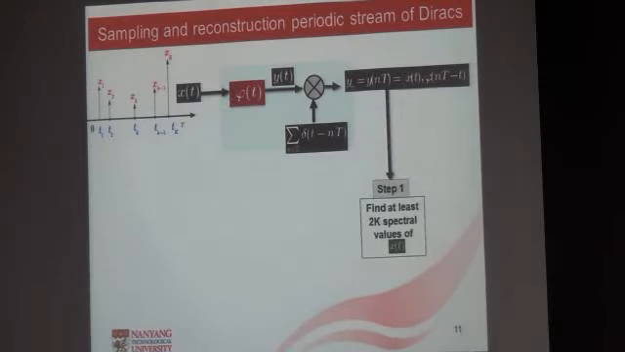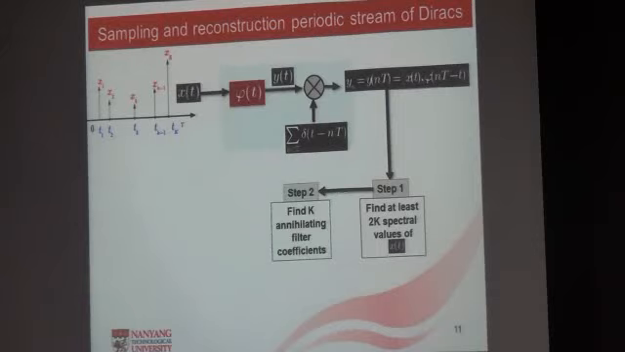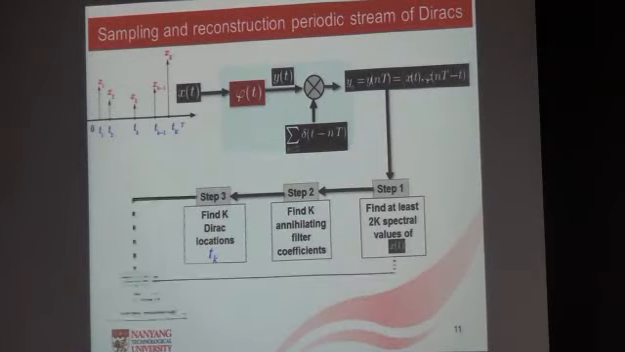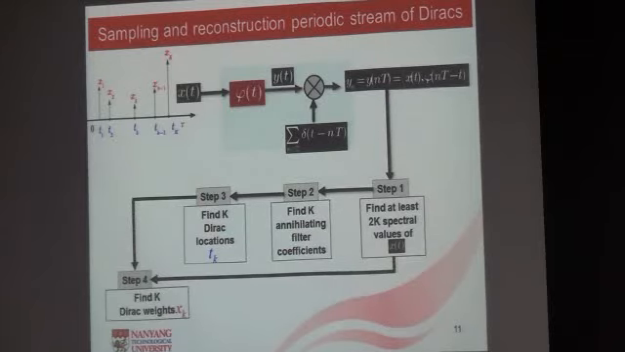Okay. So the first step is to find at least 2k spectral values of x of t. The second step that I'll be showing is that you need to find k annihilating filter coefficients. The third step, you're going to find the k Dirac locations. And then finally, the last step is to find the Dirac weights. And for this, you need to have the Dirac locations and also actually k spectral values. You don't need all the 2k spectral values. Okay, so I'll be going through each one of these steps with you to explain.